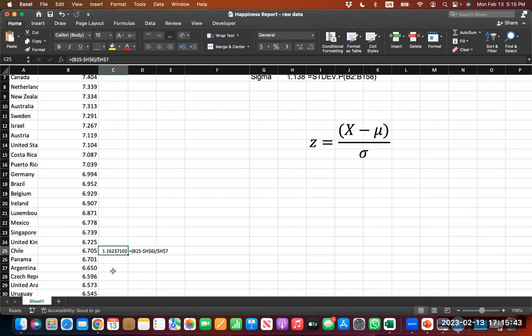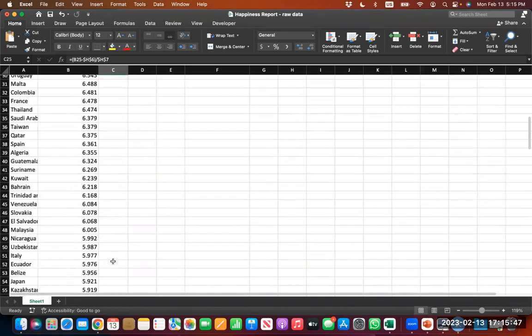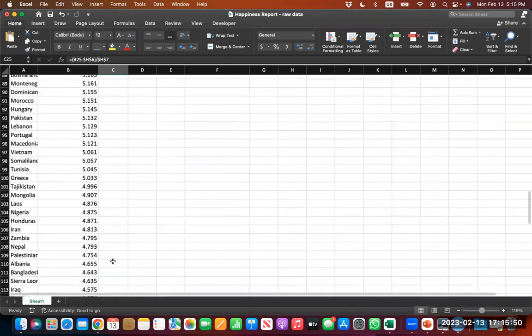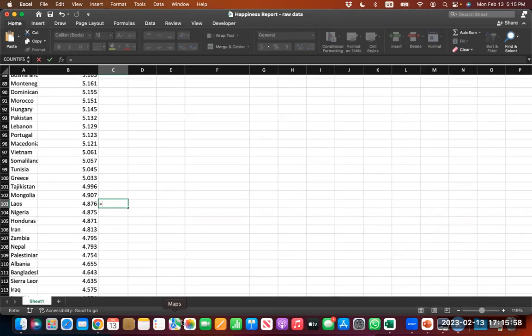Right, so you're converting it into the number of standard deviations that particular value is located away from that mean. If I do the same exercise now with, let's find a good one, let's find Laos, and we calculate the same formula. So Laos is B103.